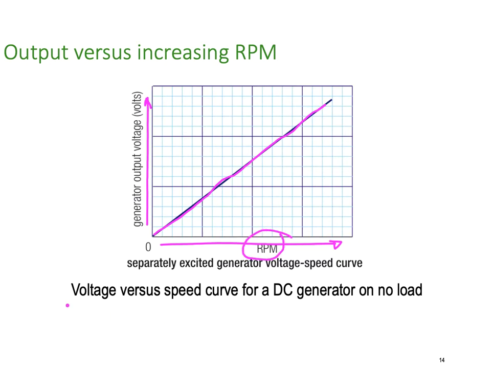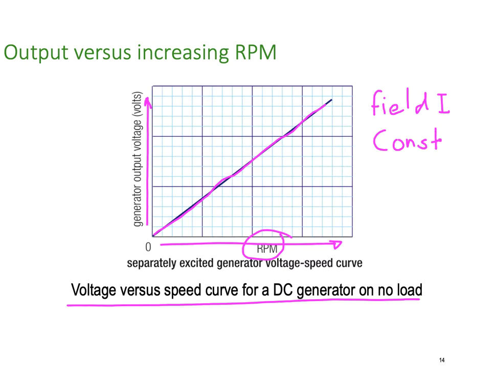So there we have the voltage versus the speed for a DC generator at no load, and the field current has been held constant. That's very, very important. In this one, we held the field constant, but we varied the speed. In the previous one, we held the speed constant and varied the field.